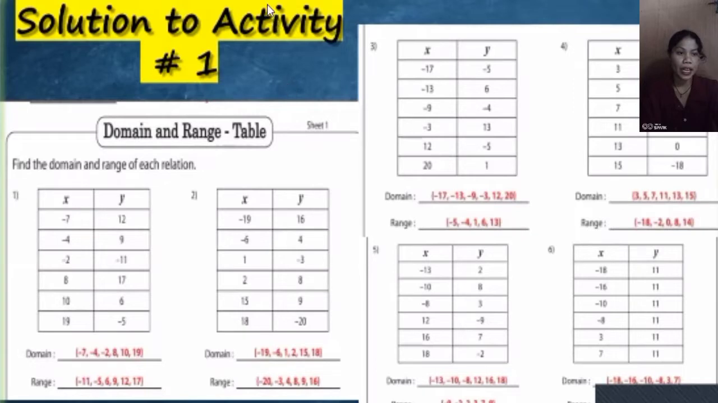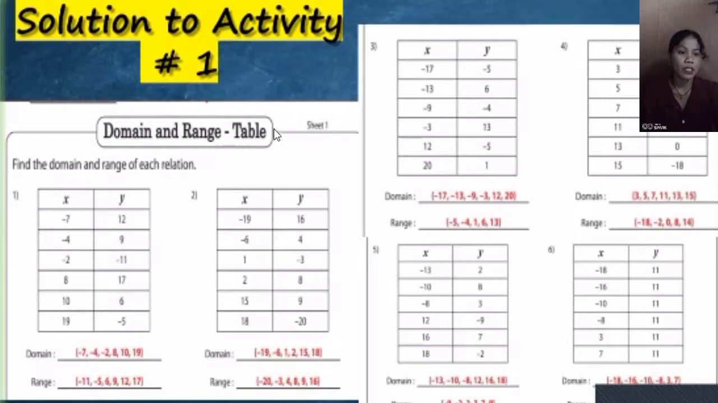For number 3, the domain is -17, -13, -9, -3, 12, 20. The range is -5, -4, 1, 6, and 13. Number 4, the domain is 3, 5, 7, 11, 13, 15. And the range is -18, -2, 0, 8, and 14.